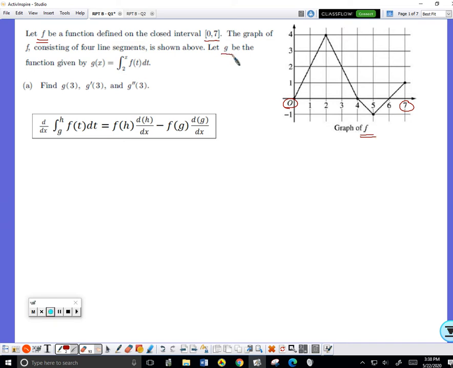Let G be this. Again, I know this looks like a lot of problems you've solved, but I force myself to not have a bad habit of solving problems from memory. I always solve problems from concepts. So they want me to find G of 3. So I go to G of 3.